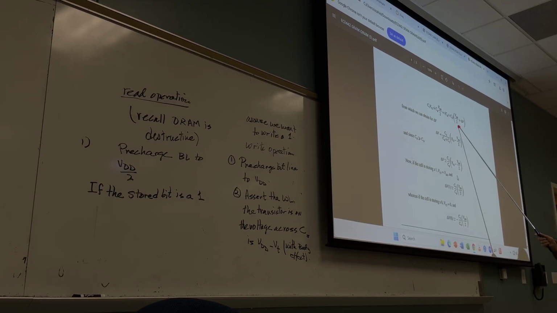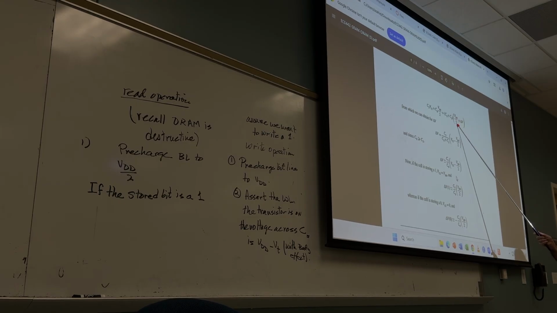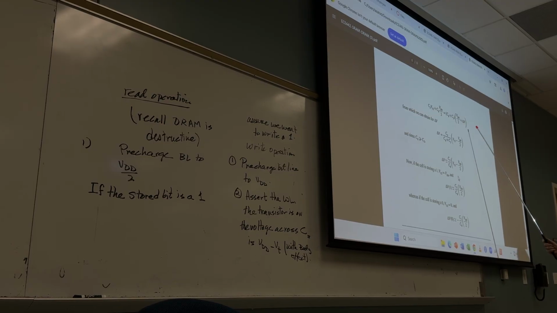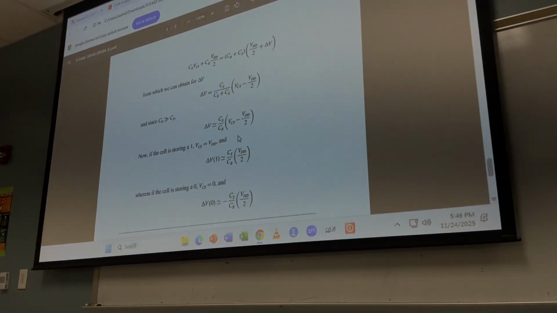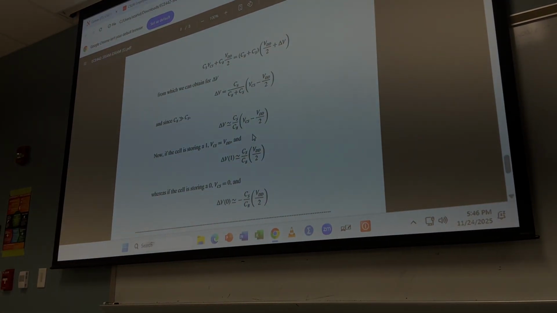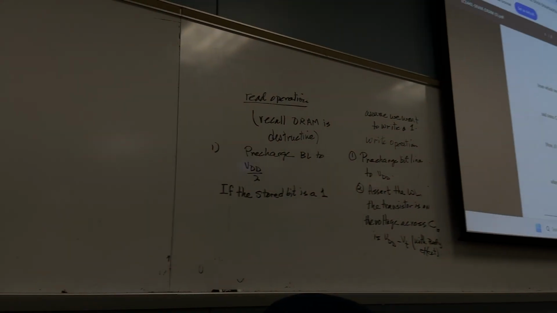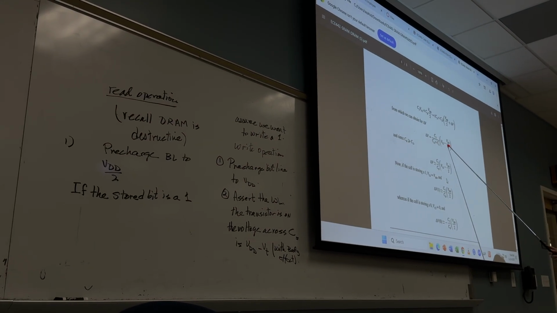What is this? VDD over 2, which is the pre-charge voltage, plus delta B. Question: could delta B be negative? Yes. Could delta B be positive? Yes. Delta B could be negative or it could be positive, depending on what is being stored. Okay, you calculate or evaluate delta B, which is this one.